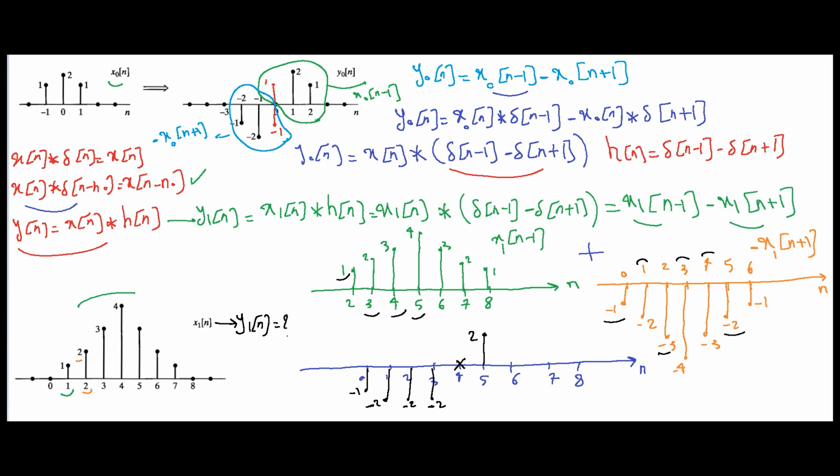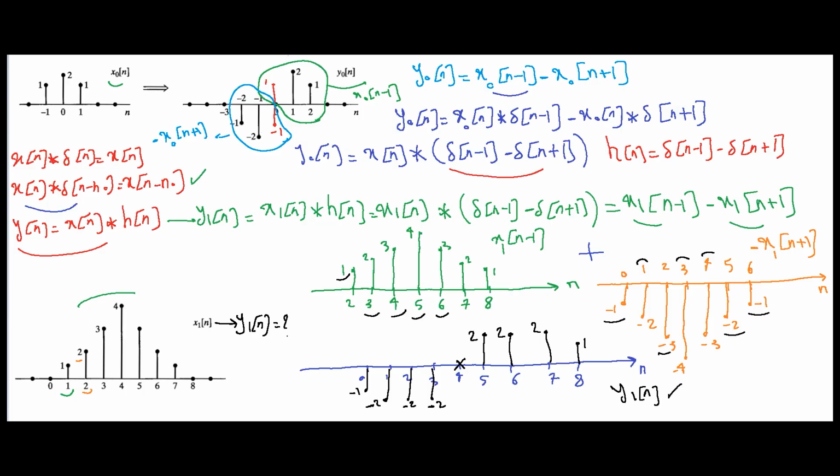At n equals 5, the result is 2. At n equals 6, the result is also 2. At n equals 7, the output is 2. Finally, at n equals 8, the output is 1. This is the final output sequence y1[n].